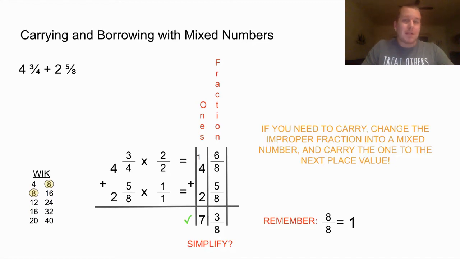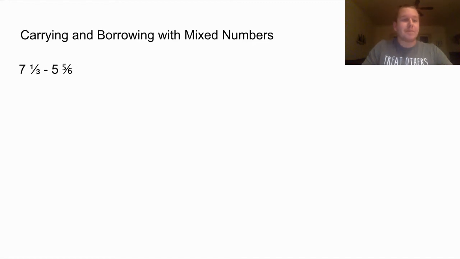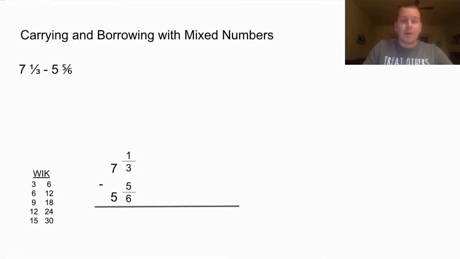Now let's take a look at an example if we were borrowing, okay? So we have 7 1/3 minus 5 5/6. So again, we would stack the numbers on top of each other. We'd create our WIC column and find our least common denominator is 6. We'd multiply to get our new fraction, which is equivalent. Remember, 7 1/3 is equivalent to 7 2/6. And 5 5/6 is equivalent to 5 5/6.